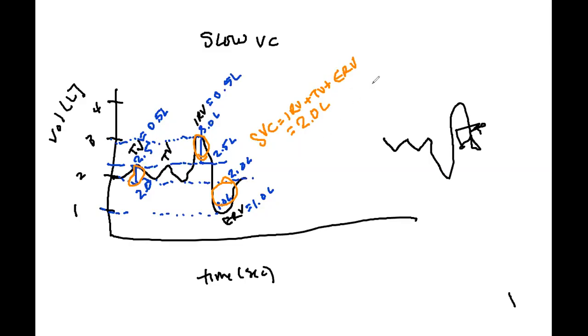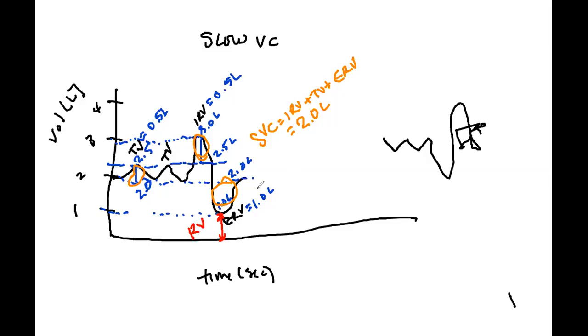The other thing that you can get from this is your residual volume. So let's change the color. Your residual volume is how much air is trapped, remember, because this doesn't go down to 0. So this would be your residual volume, right? Residual volume is whatever the bottom of your ERV is, subtract 0 from that.